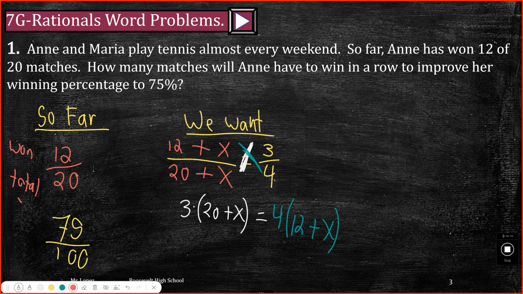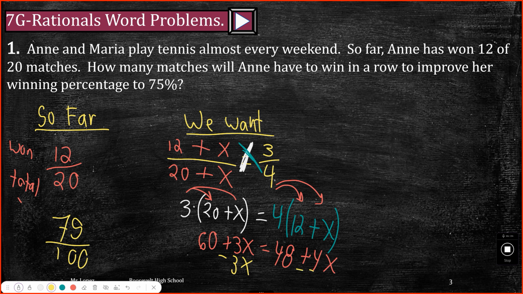So then what do we get? 3 times 20 is 60. 3 times x is 3x. This other one, 4 times 12 is 48. And then we got 4x. Okay, so what should we do now? Move the 3x over to the right. So I'm going to do minus 3x. I'm going to do this quick. And I'm going to move this over this way too: minus 48. 12. So the answer is x equals 12.